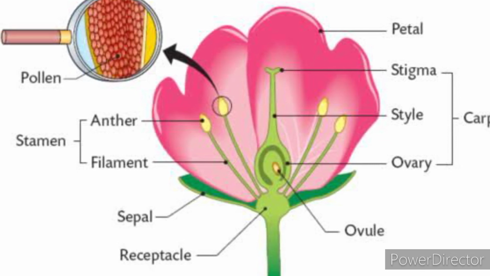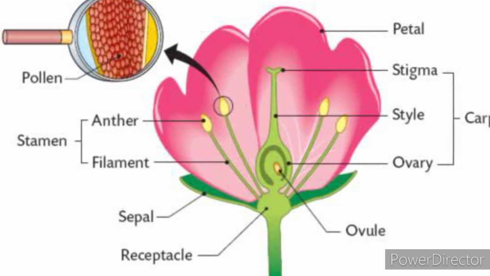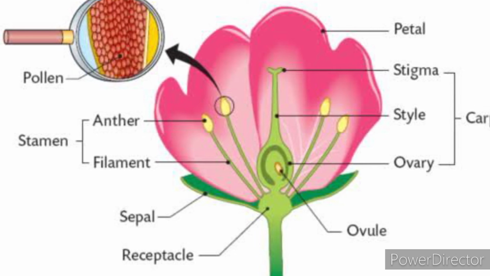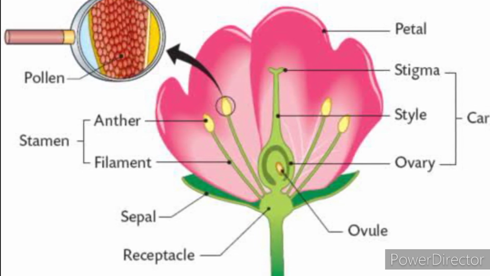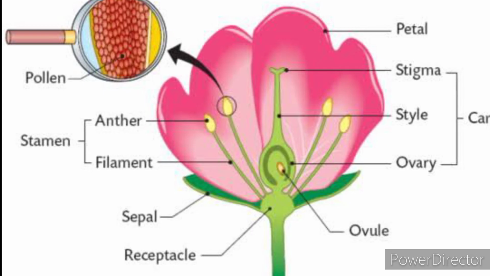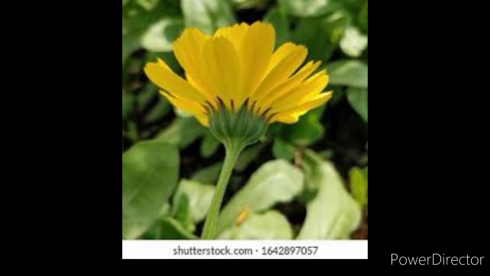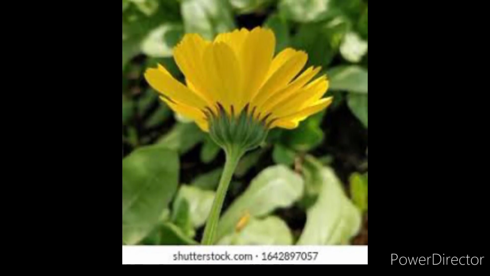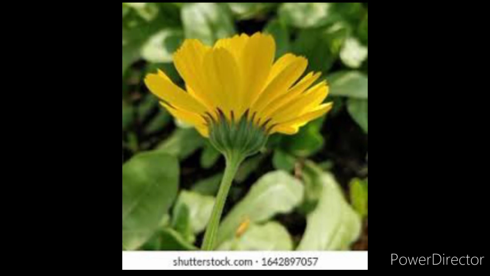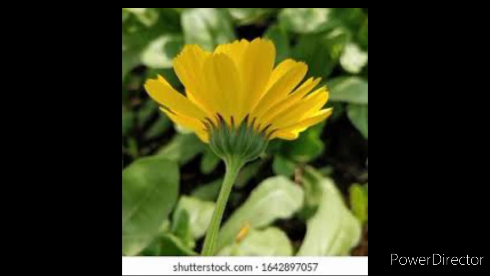Last part is pedicel. It is a small stalk-like attachment. It attaches the single flower to the inflorescence or cluster of flowers. A pedicel helps to support the flower and put it in a position.